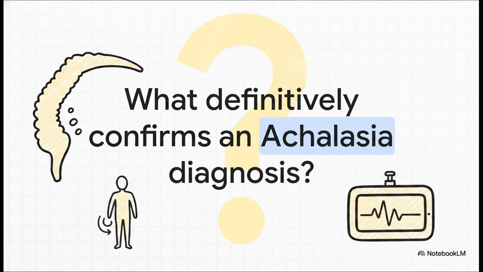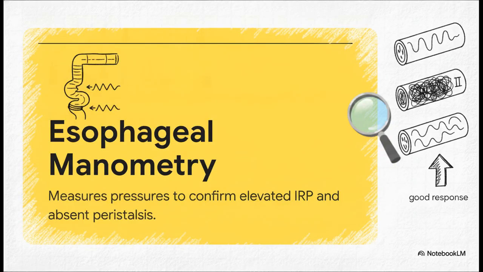To definitively confirm this is achalasia, what is the absolute gold standard diagnostic test you need to order next? The answer you're looking for is esophageal high-resolution manometry. This test is the gold standard because it proves two absolute physiological benchmarks for achalasia. First, a failure of the lower esophageal sphincter to relax, which we measure as an elevated integrated relaxation pressure, or IRP. And second, a complete absence of normal organized peristaltic waves pushing food down the pipe.